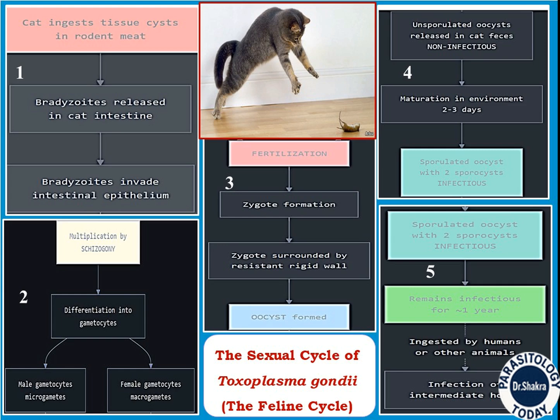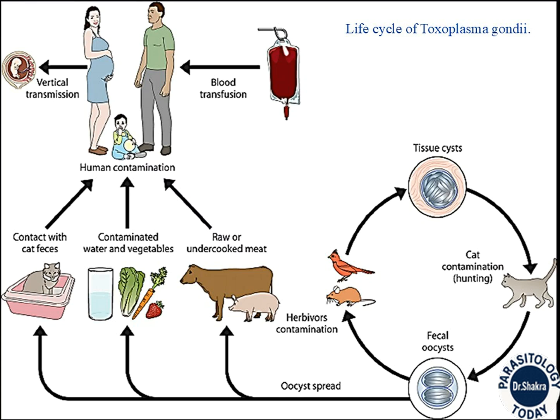Step 5. Infection of new hosts. When humans or other animals accidentally ingest these oocysts, for example, from contaminated food, water, or soil, they become infected intermediate hosts. Modes of transmission. So, how does Toxoplasma gondii infect humans and animals? There are several routes, depending on the form of the parasite.